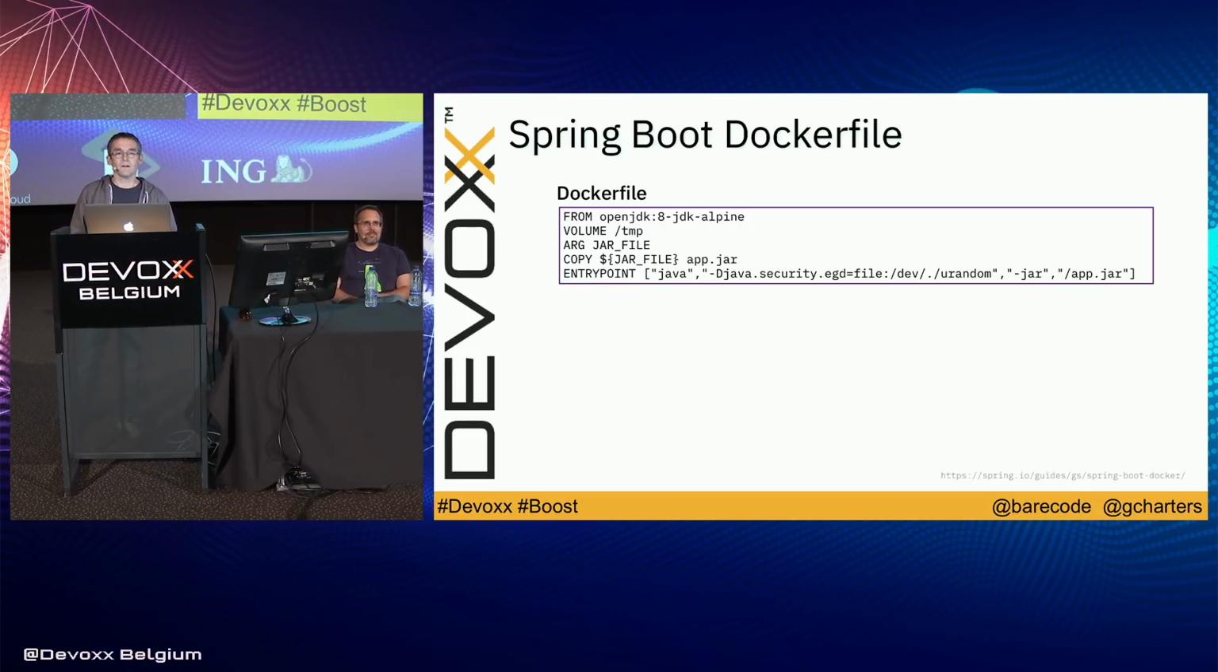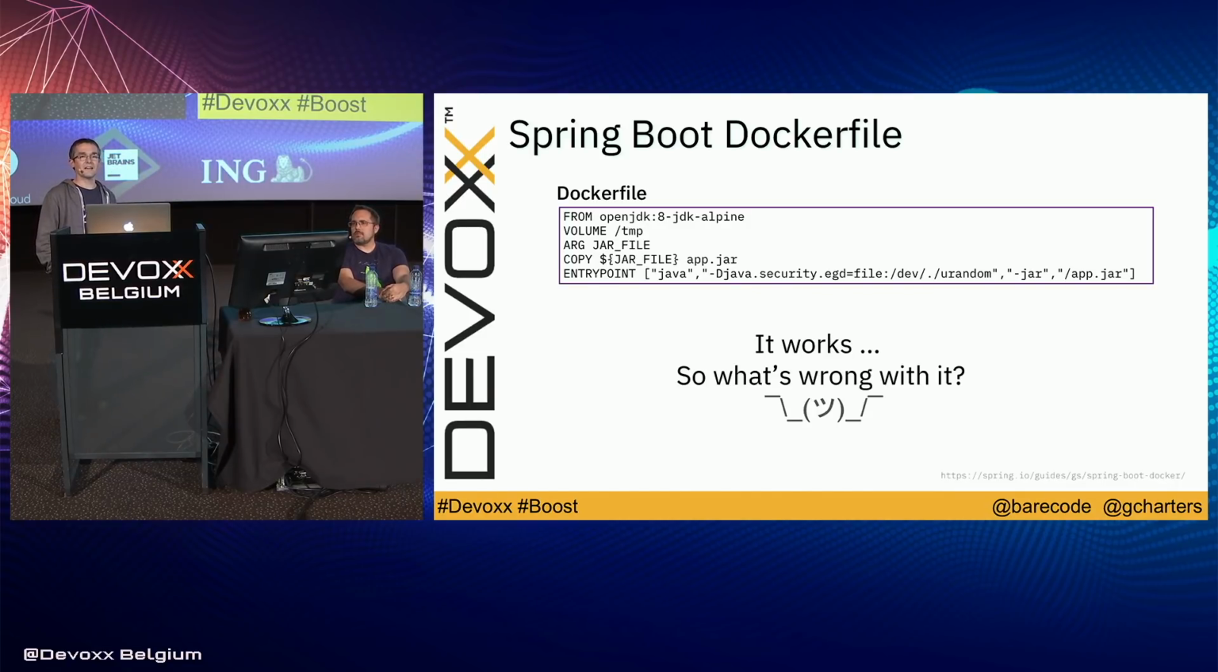Okay, so where to start? Spring Boot with Docker. So this is an example Dockerfile, and this is the example Dockerfile from the Spring Boot Docker guide. So people familiar with this? I can't see your hands anyway. Yep, yeah, we've got some hands, excellent. So quite a few people are familiar with this. Okay, so it works fine. So what's wrong with it?